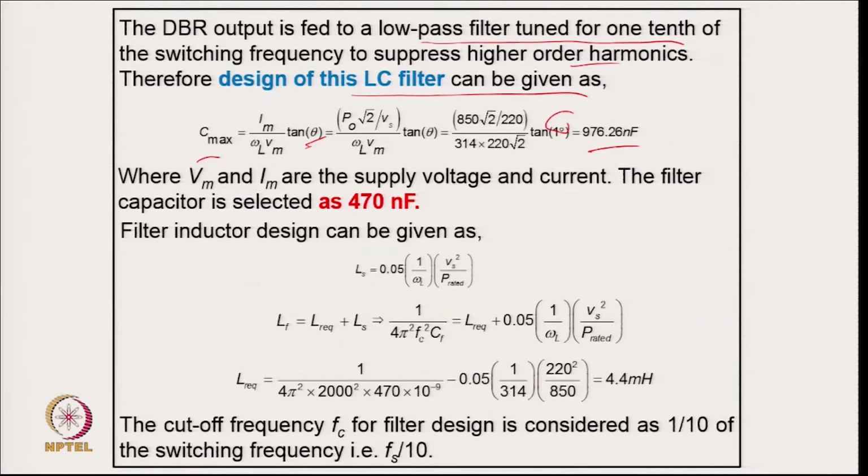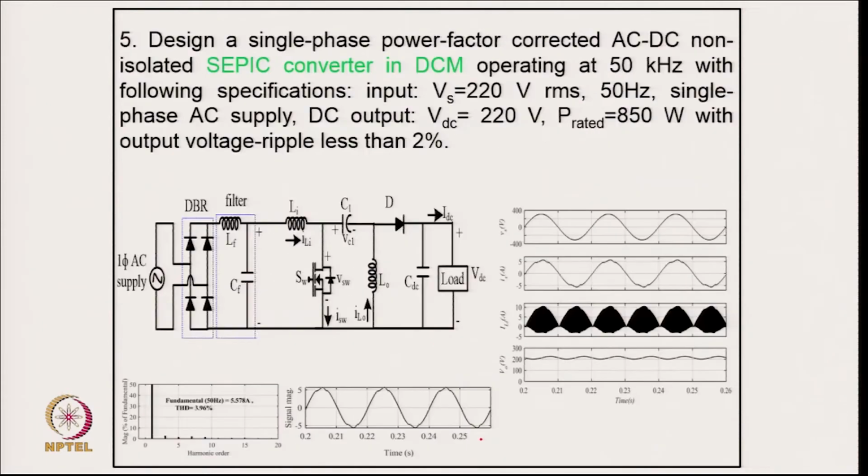This is the highest value. Normally, we will select lower than that. Here Vm and Im are the peak supply voltage and current, and the filter capacitor is selected lesser than this, which means 470 nanofarad is a standard value. And for the filter design, the source inductance is estimated from here, and the total filter inductor is the source inductance plus the required inductance. So, from the relation we can find the required inductance for the EMI filter. It comes to 4.44 millihenry, and the cutoff frequency is taken as 1/10 of the switching frequency.